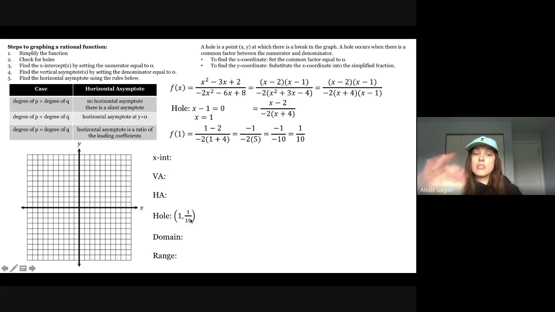Okay, and a hole is just a break in the graph. So if I go over to our graph over here at 1, 1/10, that's about right there. I'm just going to put a hole right there. Okay, and I drew mine in red. It doesn't have to necessarily be a certain color, just an open circle denotes a hole. Okay. Any questions with holes or finding this hole?